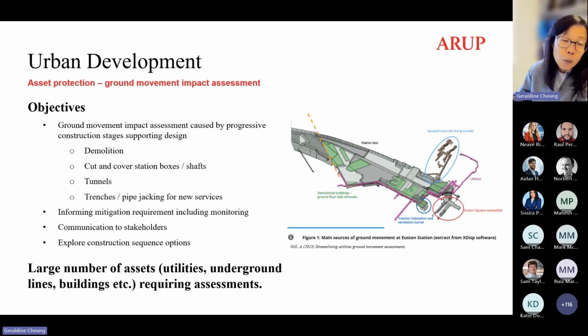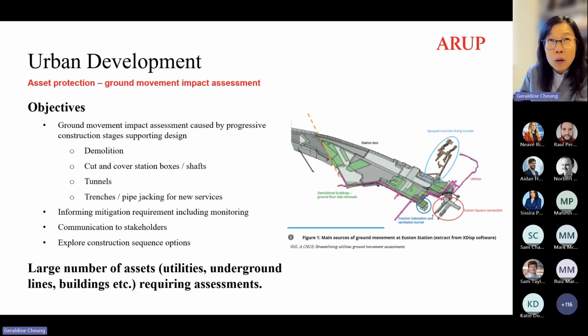And those are the things that we are able to combine using quite a lot of different tools in the Oasys suite in order to link it to the XDisp, in order for us to calculate the ground movement assessment. And because of the coverage of the site, the number of assets, we are talking about sometimes thousands of utilities.